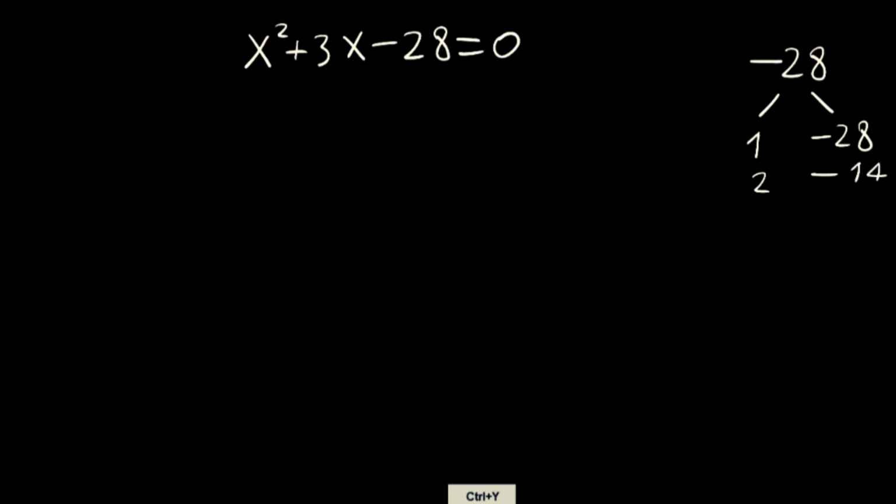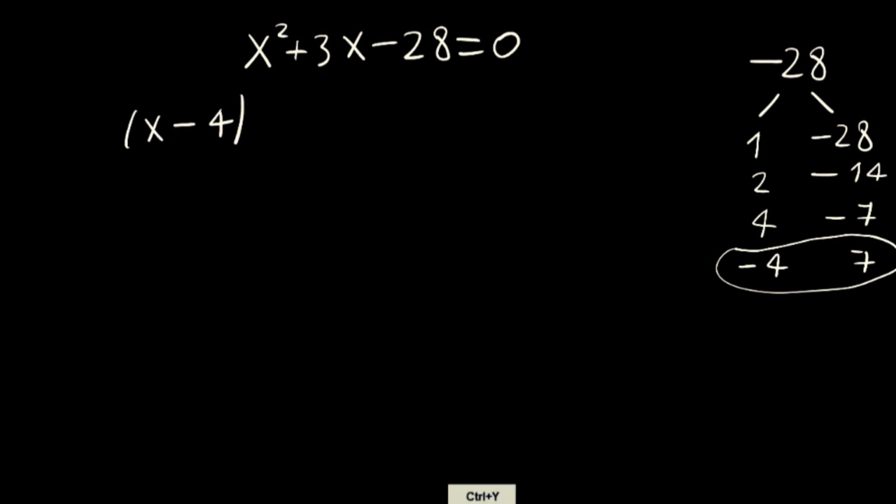3 doesn't go into it. If we divide it by 4, we'll get negative 7. 4 and negative 7 differ by 3. If we add them, it's negative 3. So, we need to change the sign. So, it's going to be x minus 4 times x plus 7, which means that x is equal to positive 4 and negative 7.